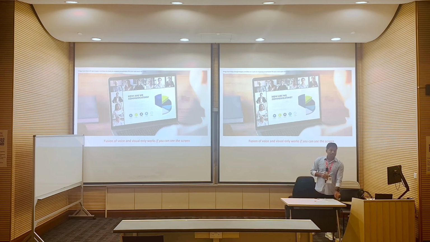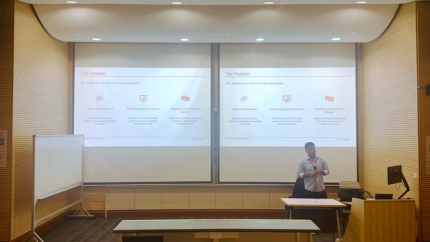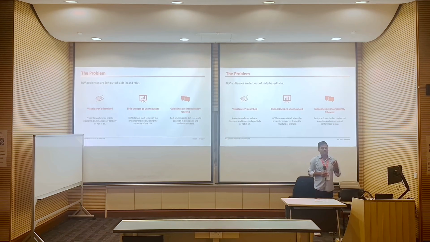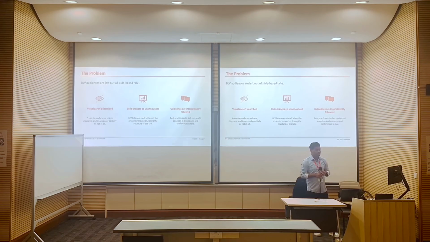That's the exact same problem that happens with blind and low vision participants, because they cannot see the screen, they can only listen. So we identified three main problems for blind and low vision participants. The first one is that visuals are not always fully described. When the presenter presents a slide or describes a visual, sometimes it's only partially described, not fully described, so the blind participant gets confused.